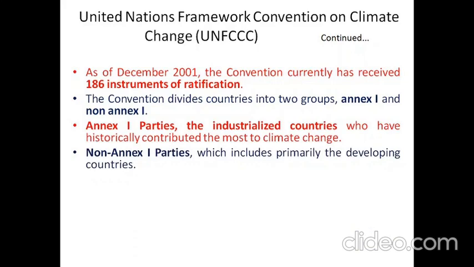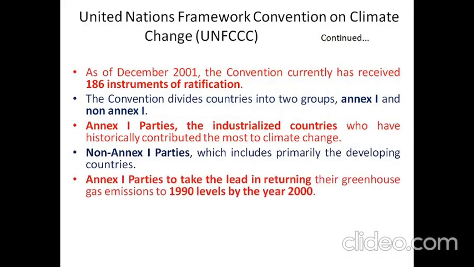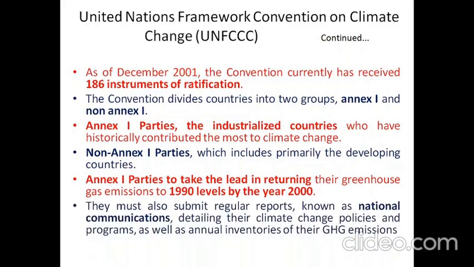Non-Annex I parties include primarily developing countries. Annex I parties are to take the lead role in returning their greenhouse gas emissions to 1990 levels by the year 2000. They must also submit regular reports known as national communications detailing their climate change policies and programs, as well as annual inventories of their greenhouse gas emissions.